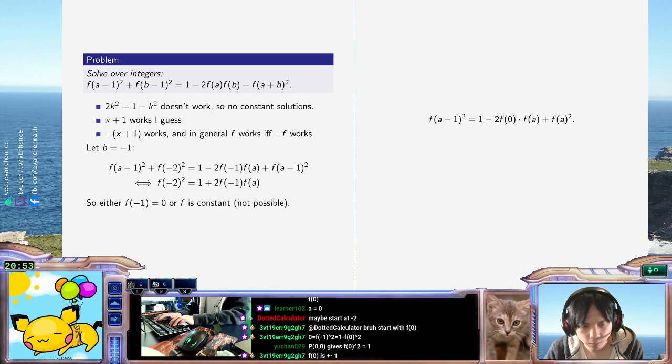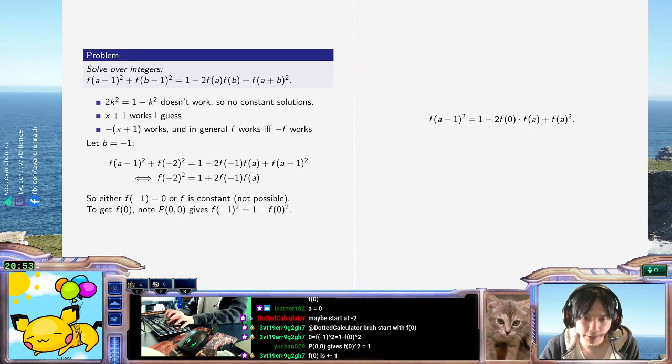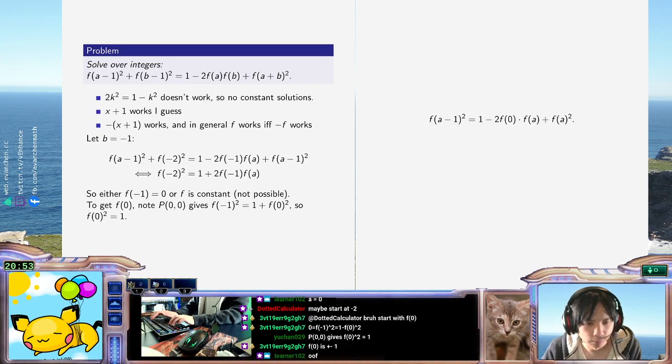I want 0, 0. So f of 0 squared equals 1, and because we remarked earlier that f works if and only if minus f works, let's just assume f of 0 equals plus 1. And now this equation's true.